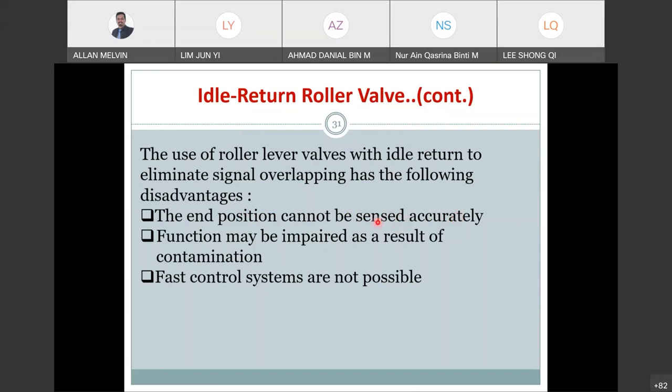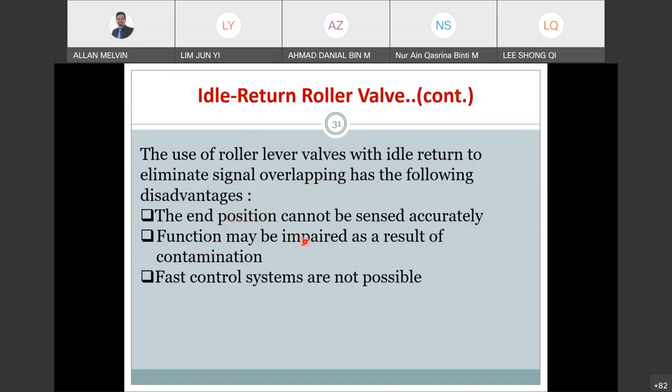Meaning it has a false positive, or false negative, sorry. False negative means the thing is actually there but it says it is not there. It already reached the end position, but it says that it didn't reach the end position. If your application is particular about the end position, then you have a problem, because it has eliminated the signal even though it has reached the end position. So it will have a problem.